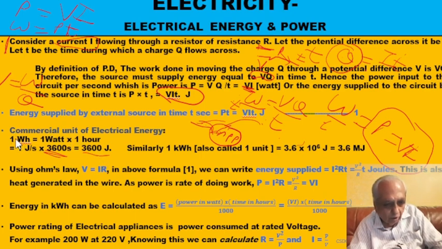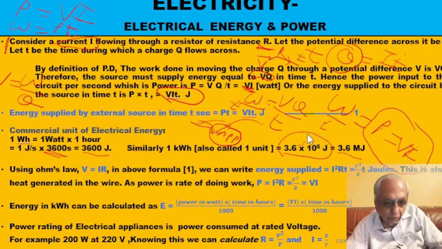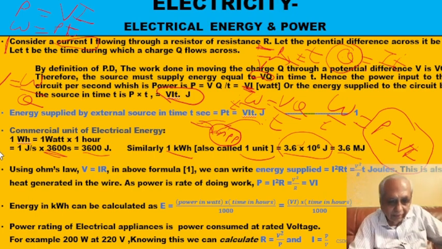Now if somebody says 1 kilowatt hour, kilo means multiply by 1000. So 3600 multiplied by 1000 gives 3.6 into 10 raised to 6 joule. So 1 kilowatt hour is 3.6 into 10 raised to 6 joule, which I can also write as 3.6 megajoule. 1 kilowatt hour is called in abbreviation just 1 unit. So when they say a bill of 400 units has come, it means, scientifically, 400 kilowatt hours. But instead of this long word, people in rural areas who are not educated find it very easy to say 400 units. This is about the commercial unit.